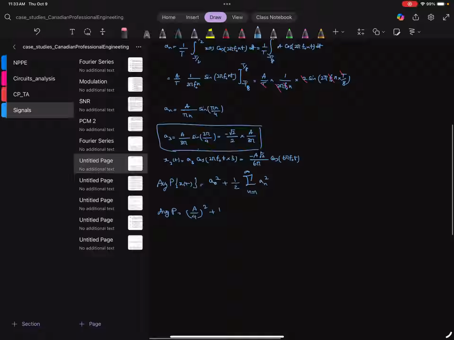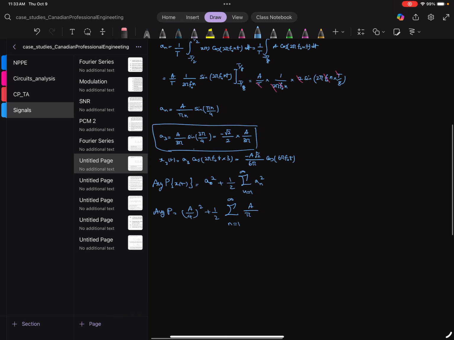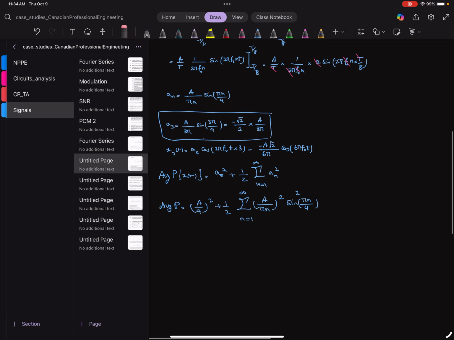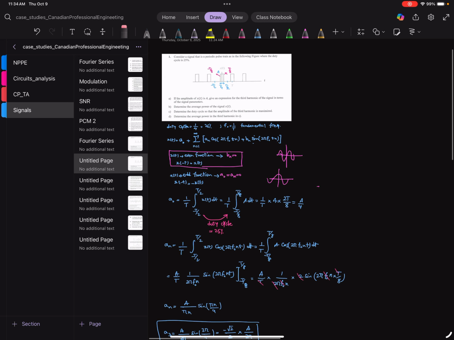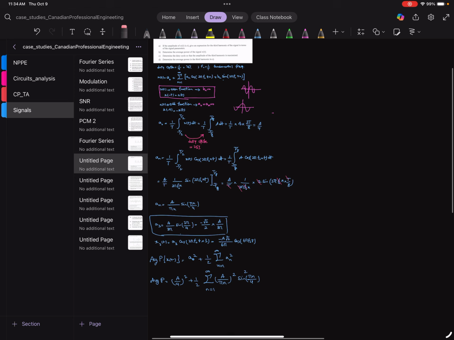a over 4 squared plus 1 over 2, then summation of an, which is again a over pi n sine of pi n over 4, squared. You can try to do a little bit of factoring a and stuff like that, but that's it. This is the most we can do for now. And then the third part says determine the duty cycle so that the amplitude of the third harmonic is maximized. This is a very interesting question.